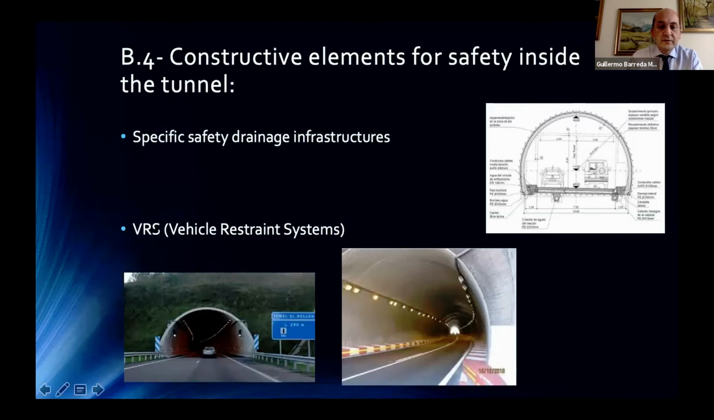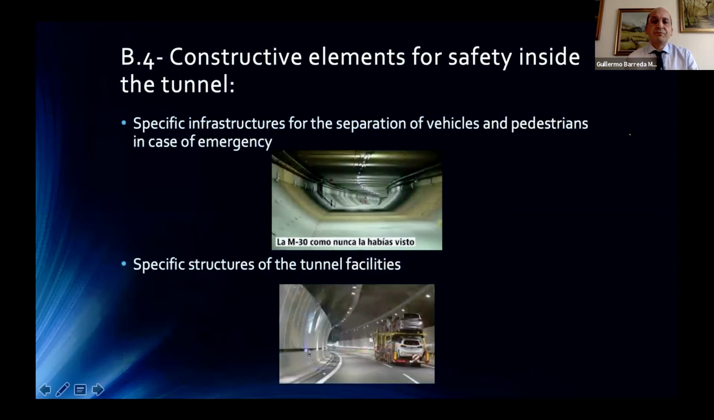And finally, the VRS, the vehicle restraint systems. As we can see here at the left side, there is a barrier protecting the signs and protecting the walls of the tunnel. It's a very simple case. Here at right side, we have high curves. They could be in other tunnels, a normal concrete barrier, a New Jersey barrier, or whatever. There are many examples.